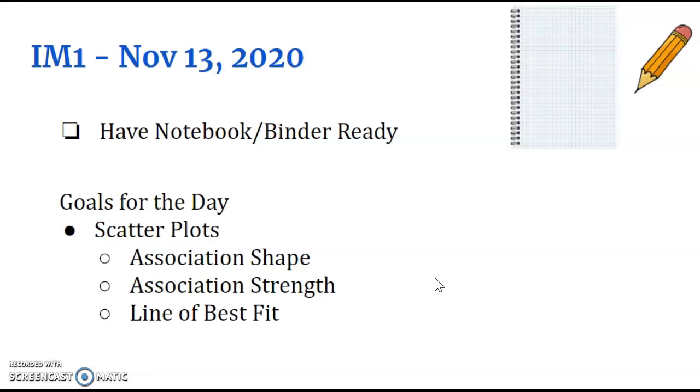What are we doing today? We are going to be exploring more scatter plots. We're going to talk about the association shape, association strength, and line of best fit.